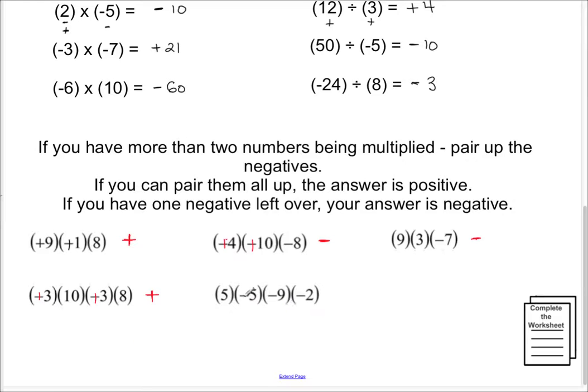And this last one, I get these two that I can pair up and make positive, and then this one, it's mad. It doesn't have a pair, so it's going to just make the rest of them all sour too, and the whole answer is negative. So if you can pair them up and get rid of them all, your answer is positive. But after you pair them up, if you've got one lonely, mad little negative left over, he's going to make them all negative.